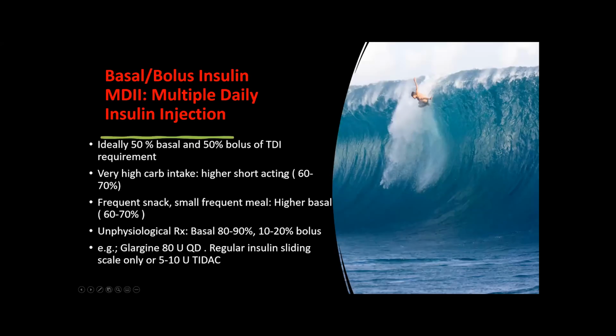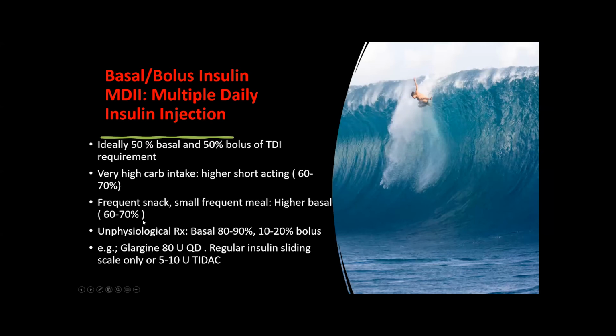So this is the thing I was talking about. Ideally, we give a 50-50 split, an equal split between the basal and bolus insulin. But somebody who is eating a very high carb intake, or somebody who is on high-dose steroid, you can give a high dose of short-acting insulin, up to 60 or 70%. And somebody who is eating frequent small snacks or small frequent meals, you can give a little bit higher basal instead of higher bolus.